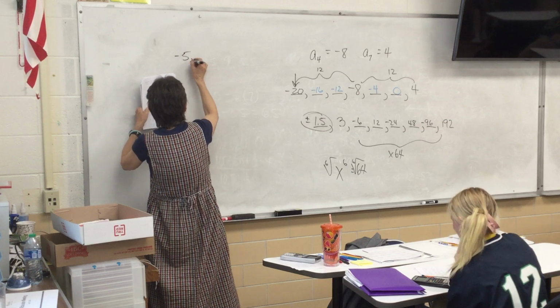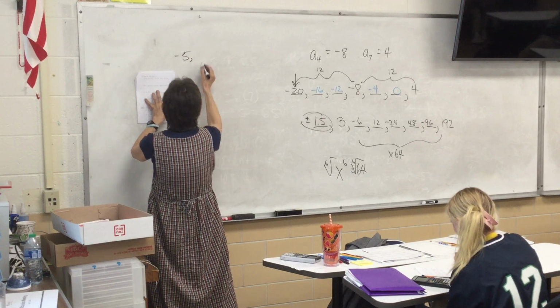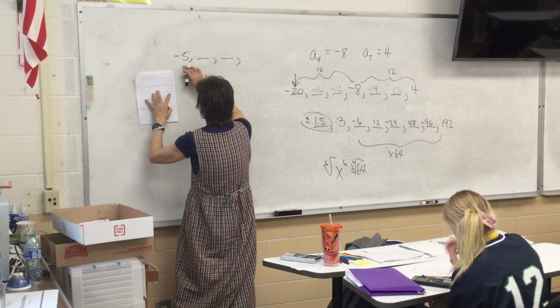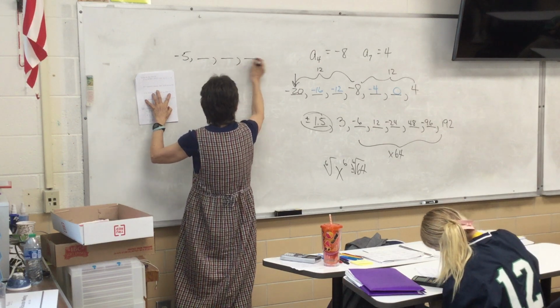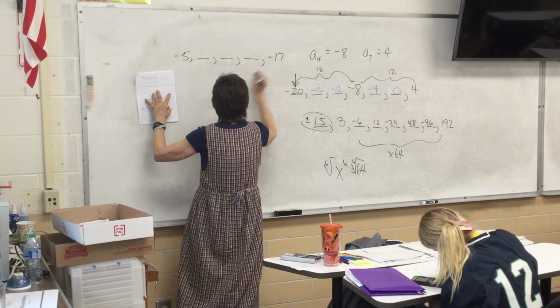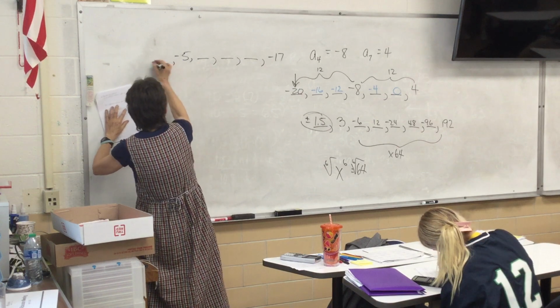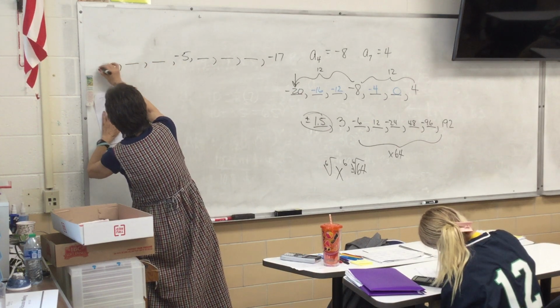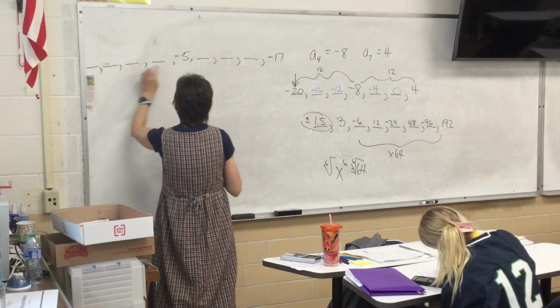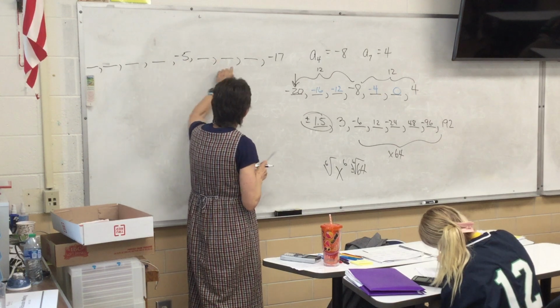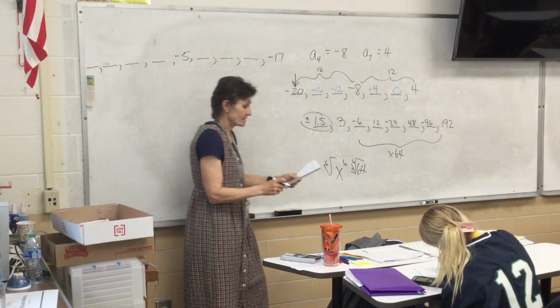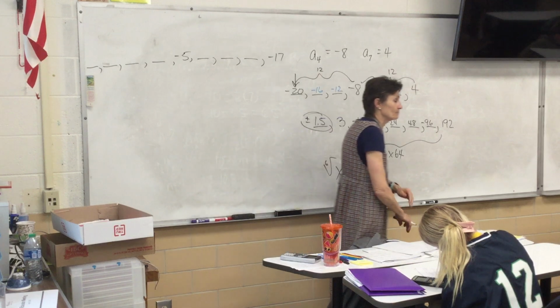We have negative 5. What is that? A sub 9. That's 5th, 6th, 7th, 8th. The 9th term is negative 17. I don't know what these are. That's the 5th term, 6th, 7th, 8th, and 9th term. And it is arithmetic.